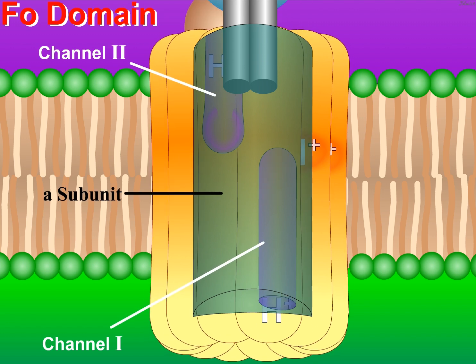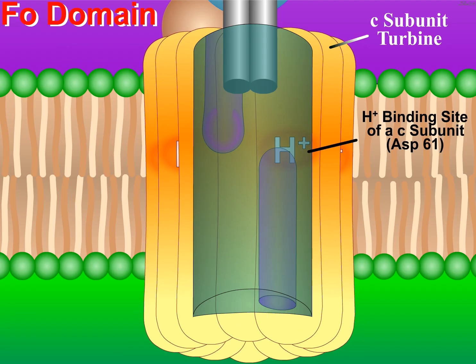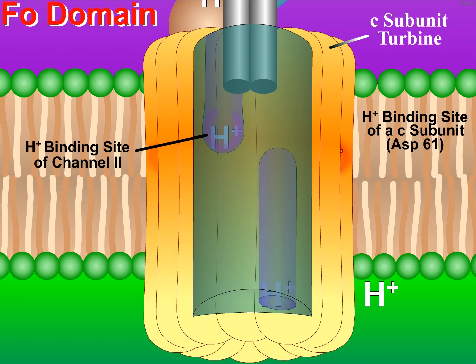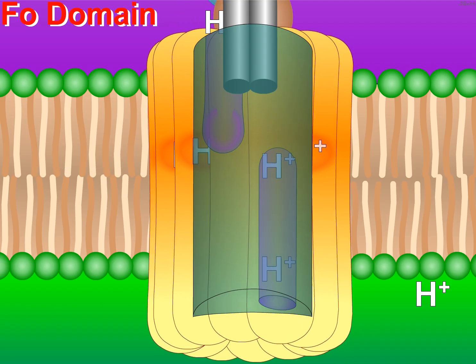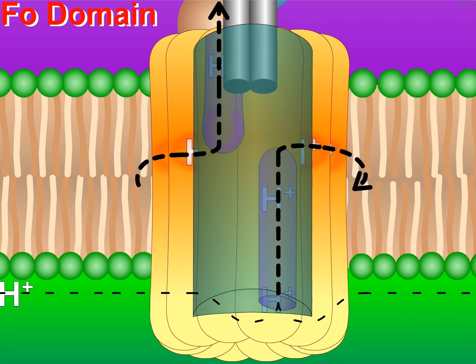The FO domain is the transmembrane component of the complex. The A subunit contains two channels. Hydrogens load at channel 1. Hydrogens pass through channel 1 to a C subunit binding site. The C subunits form a turbine that shuttles hydrogen around to channel 2. Channel 2 releases the hydrogen ions. As the hydrogen current flows through FO, it turns the turbine.